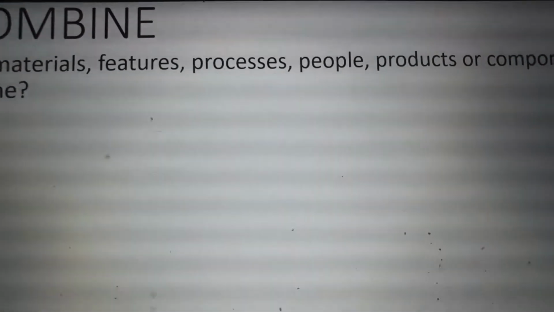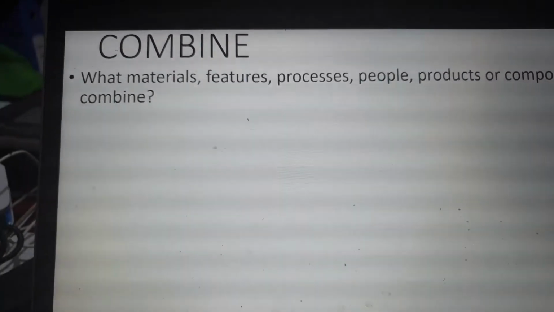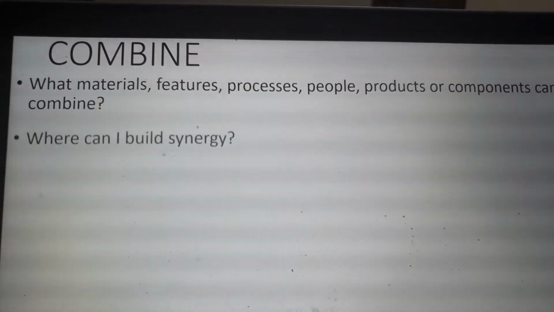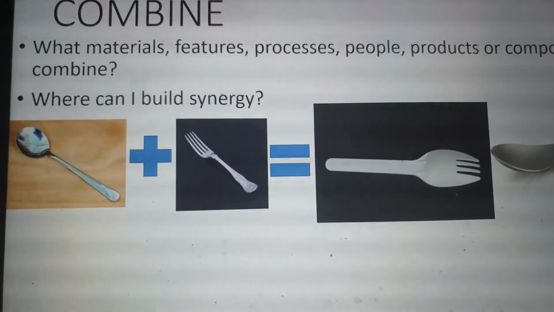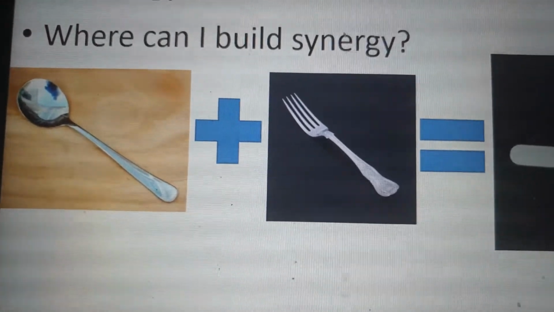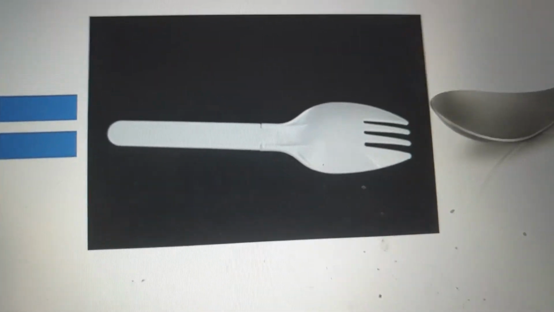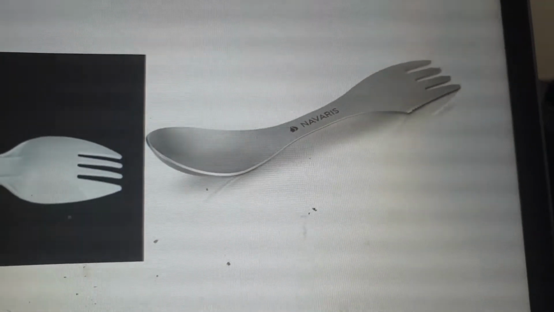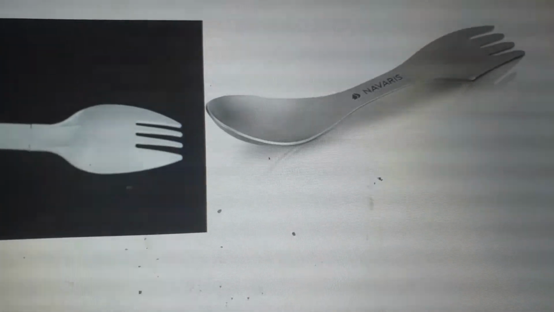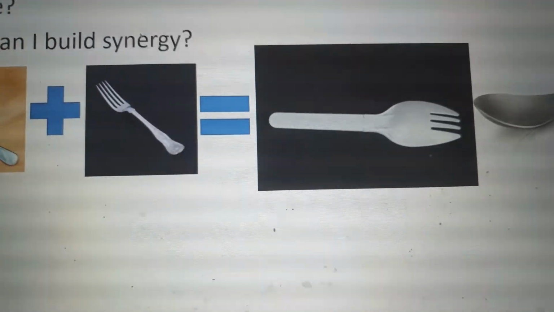What materials, features, processes, people, products, or components can I combine? Where can I build synergy? Look, a spoon plus a fork combined, we get that kind of thing. There is a fork in it, there's a spoon in it. Or one side fork, one side spoon. And this could be an improvement, particularly for feeding infants.